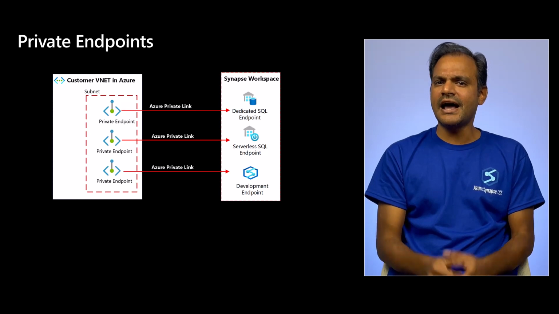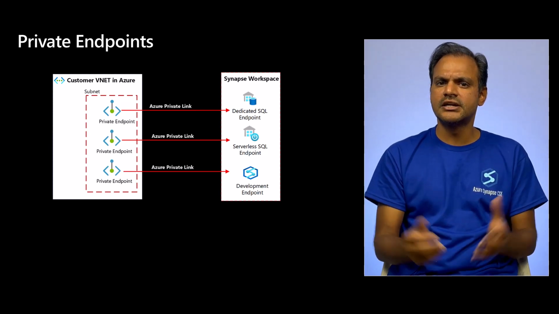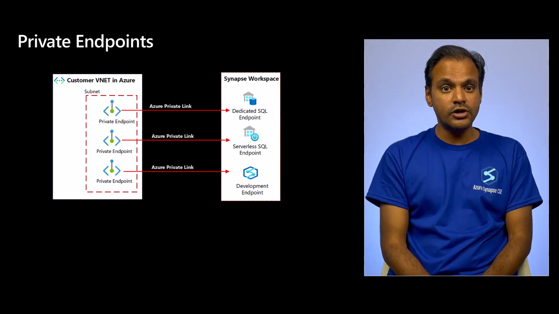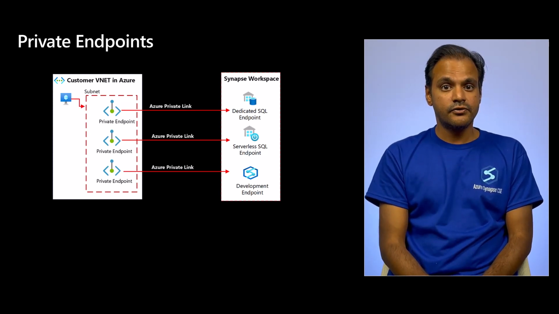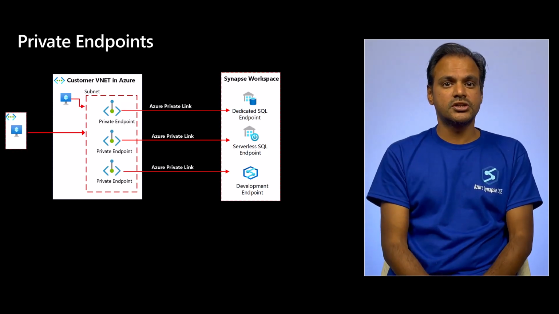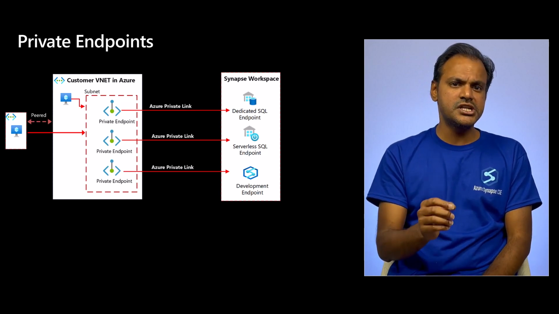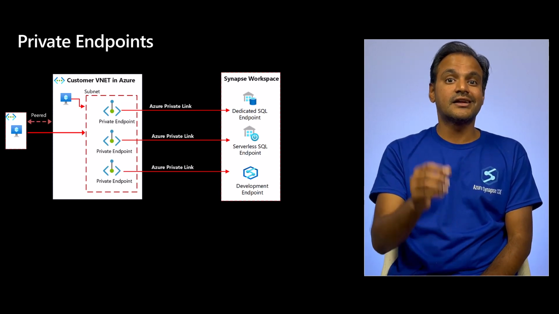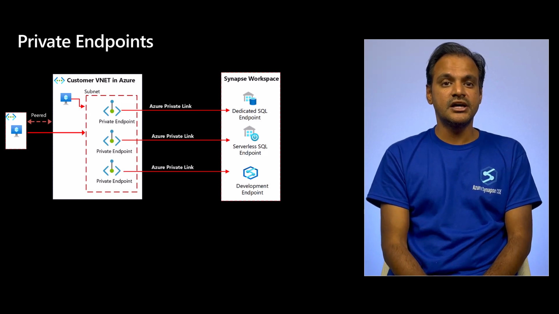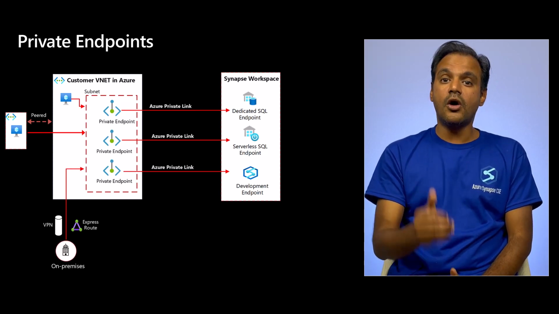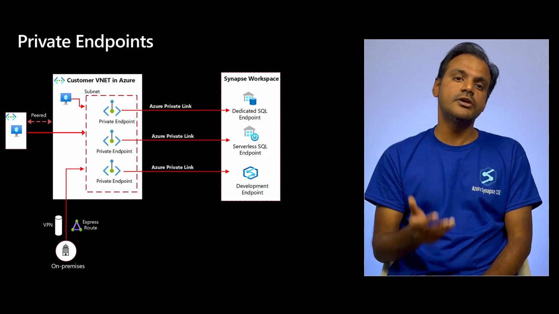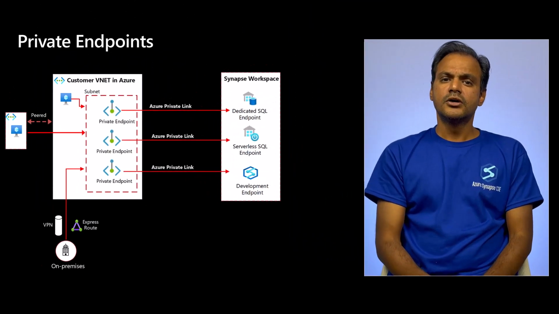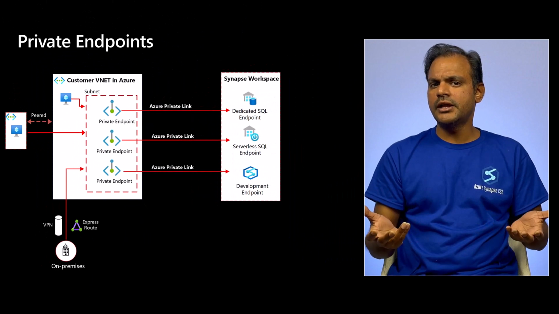So who can access these private endpoints? They can be accessed from only within the same virtual network and from other virtual networks that are globally or regionally peered to the VNet that contains these private endpoints, and from your on-premises networks by the use of ExpressRoute or VPN gateway. What are the benefits of private endpoints?